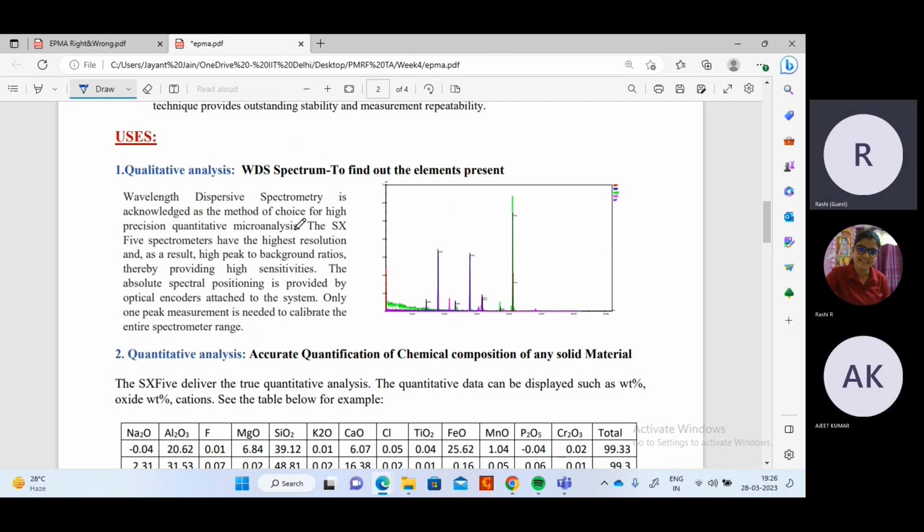If you don't specify any particular element, if you think that it is not present in your sample, if you remove that element, it will total up to 100, and then it will tell with respect to 100 this much is present.